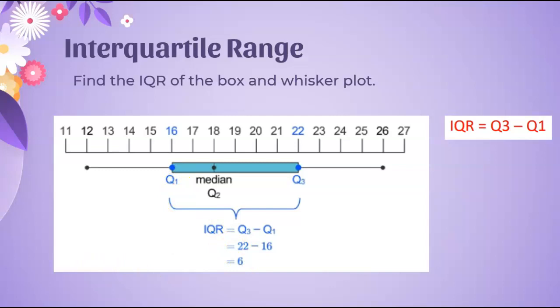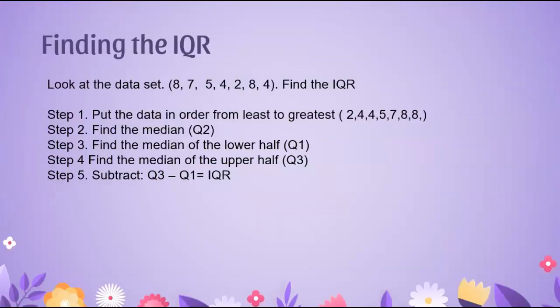But what happens if you just have a data set? Well, there are steps to finding the interquartile range. So let's look at this data set: 8, 7, 5, 4, 2, 8, 4. The first thing we have to do is put the data in order from least to greatest. You can see that that's done for you here. You still have to find the median, Q1, Q2, and Q3, because you want to figure out how long this box is.